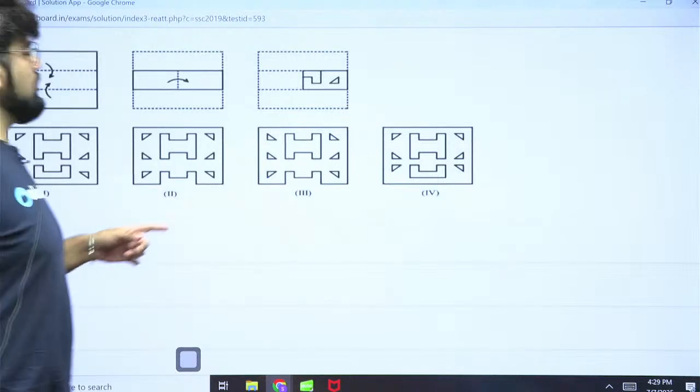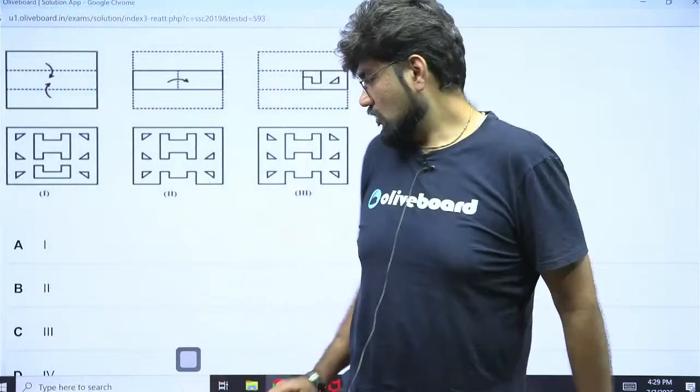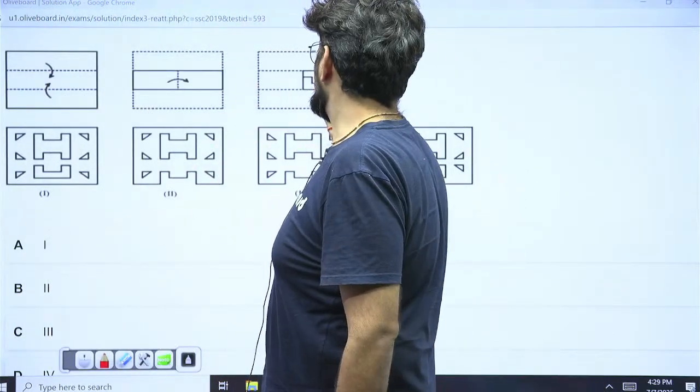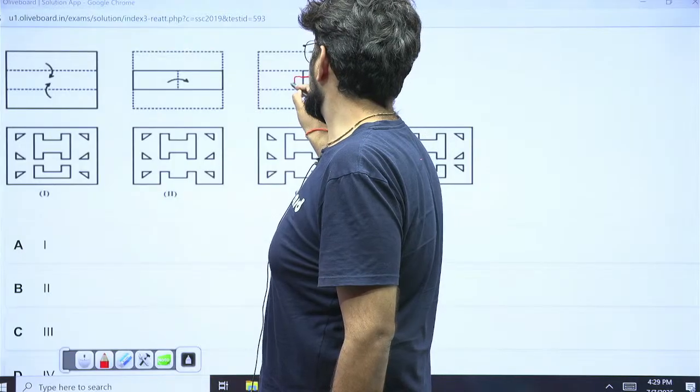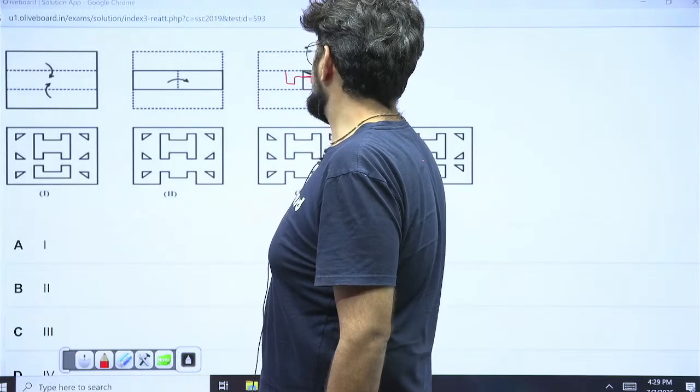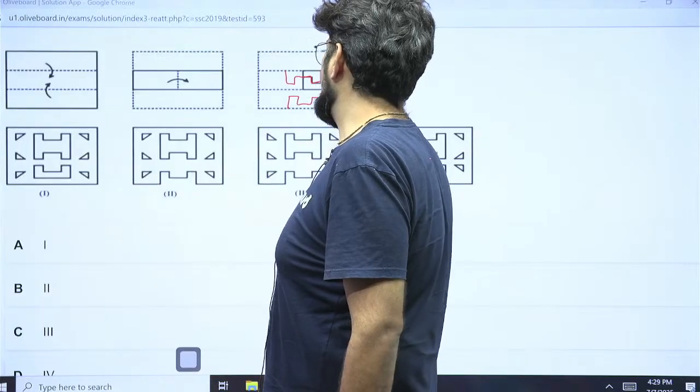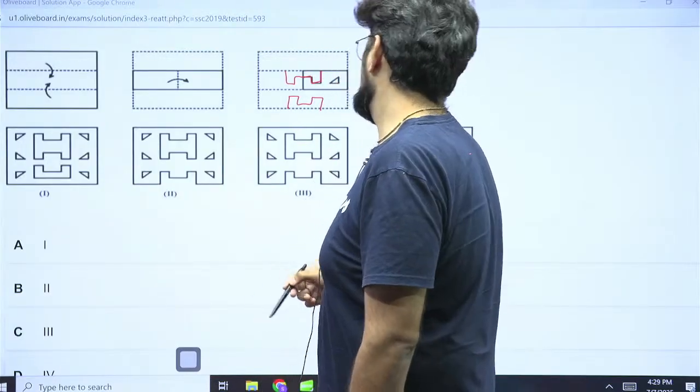Okay, I think there will be a partial cut here. Why? Because if this is being cut like this, I'll complete it like this and there will be a cut here, no? Which when opened up here will be like this. But there will be no line here because the paper is folded out.